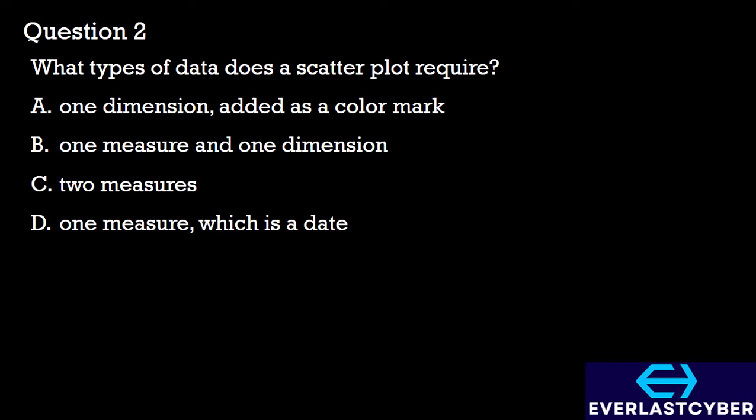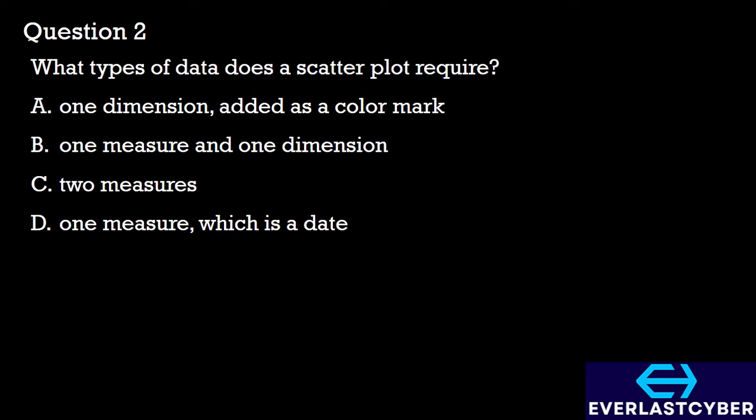For option A, dimensions can be added to a scatter plot for categorization or grouping, often using the column mark to differentiate categories. However, dimensions are not the primary data requirement for creating a scatter plot. In option B, a scatter plot typically does not require a dimension to function. It uses measures for the X and Y axis, and adding dimensions can enhance visualization, but they are not mandatory.